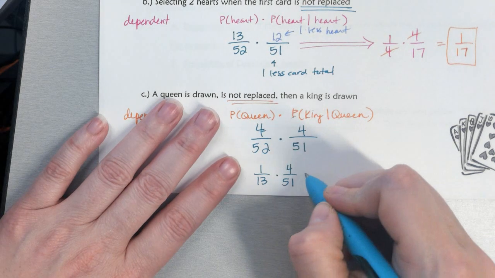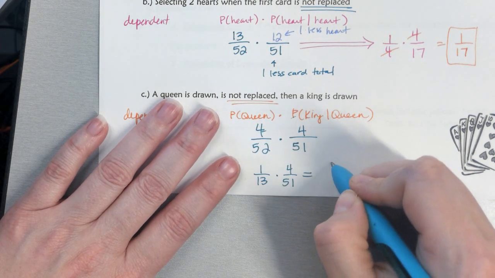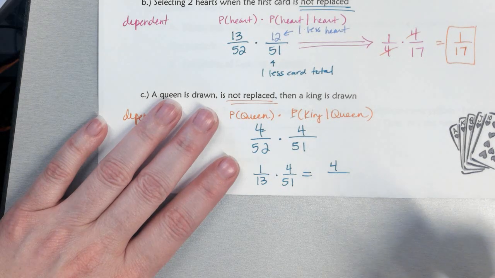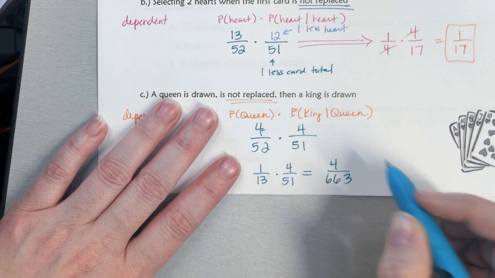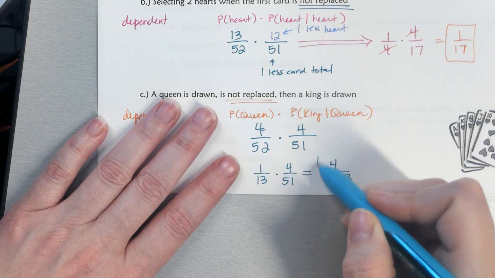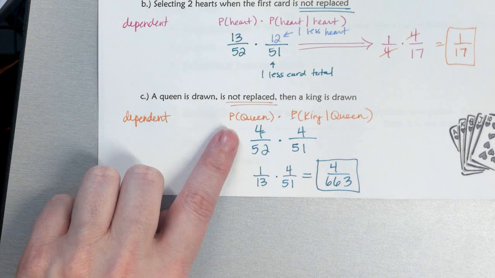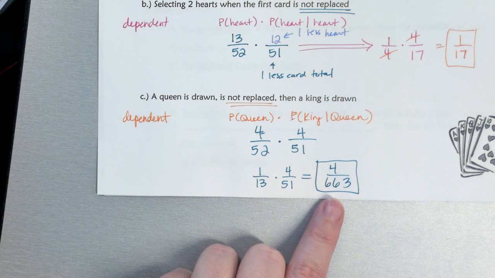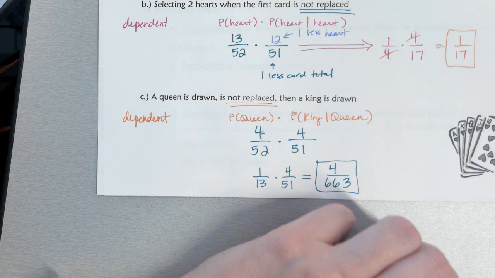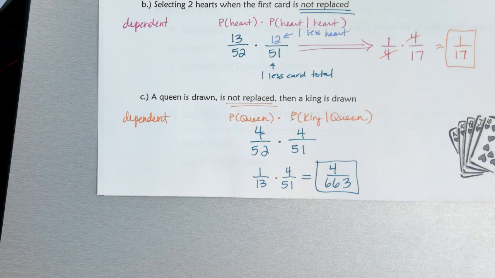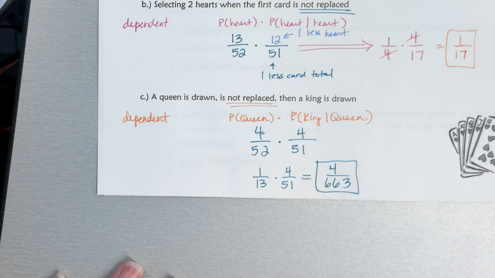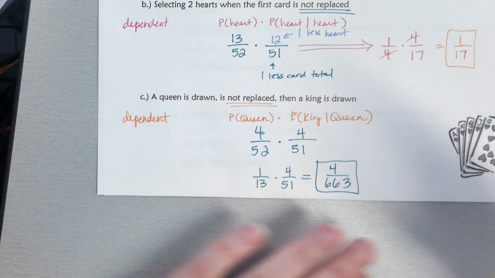Okay? So multiply across. 1 times 4 is 4. 13 times 51, when you calculate that, you should get 663. Okay, so this is your chance. So if you've drawn a queen, look at how low your chances are of getting a king. 4 out of 663. So wouldn't they be higher than randomly getting another? Really, any other card is going to have that probability.